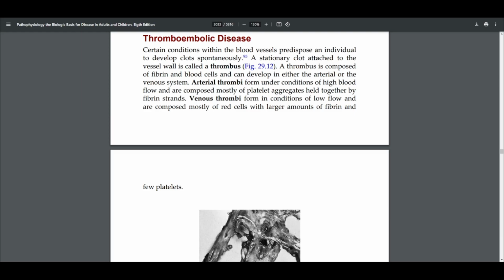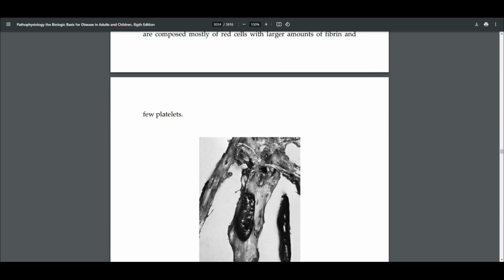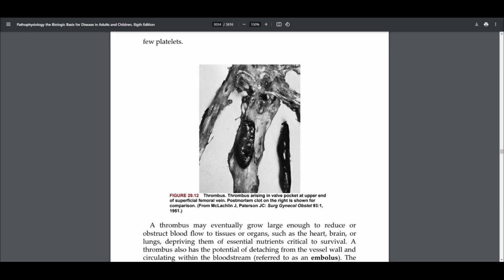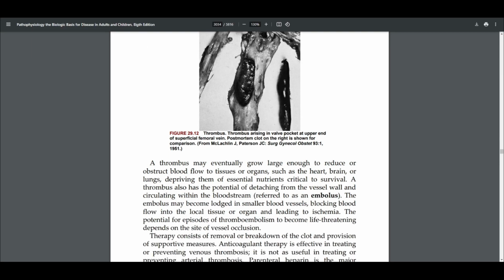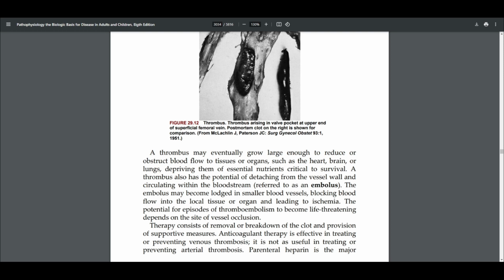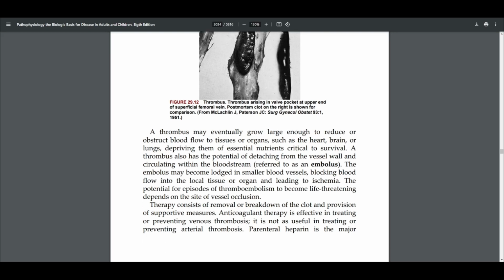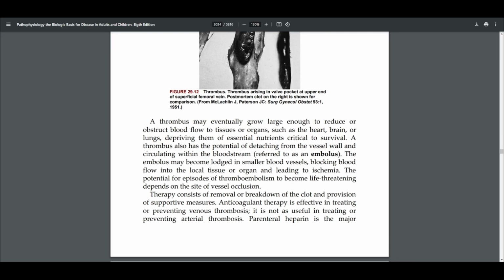Arterial thrombi form under the conditions of high blood flow and are composed mostly of platelet aggregates held together by fibrin strands. Venous thrombi form in the conditions of low flow and are composed mostly of red cells with larger amounts of fibrin and a few platelets. So here's a picture of a thrombus. A thrombus may eventually grow large enough to reduce or obstruct blood flow to tissues or organs, such as the heart, brain, or lungs, depriving them of essential nutrients critical for survival.